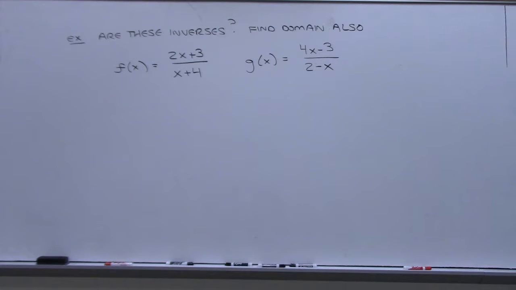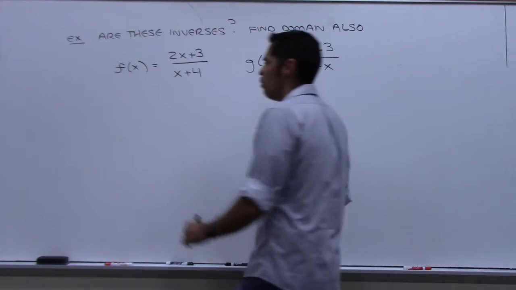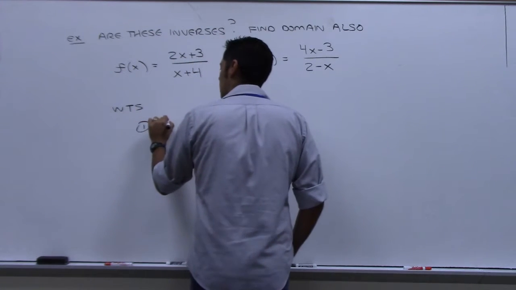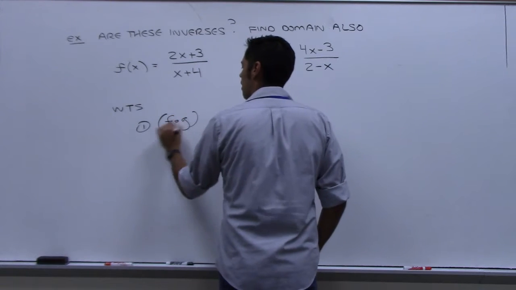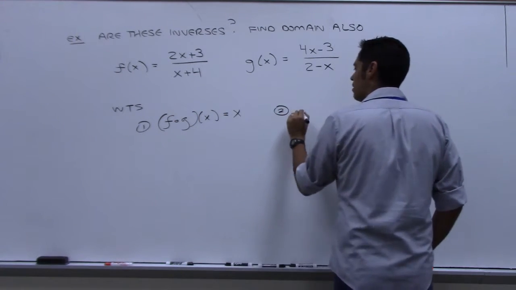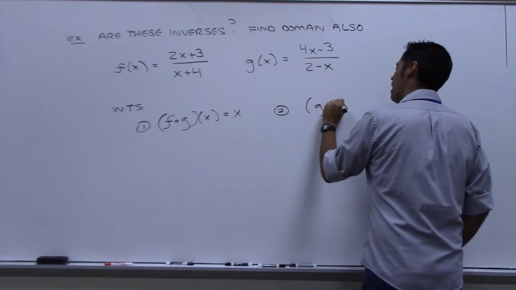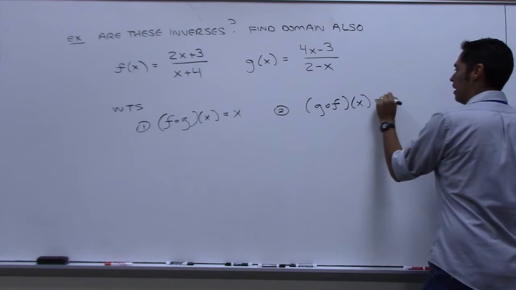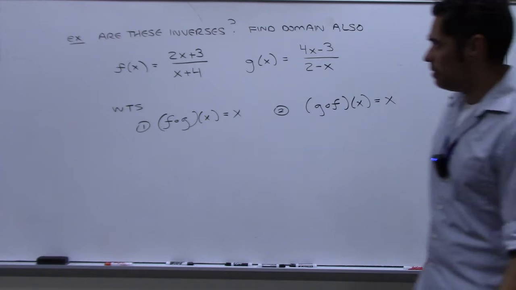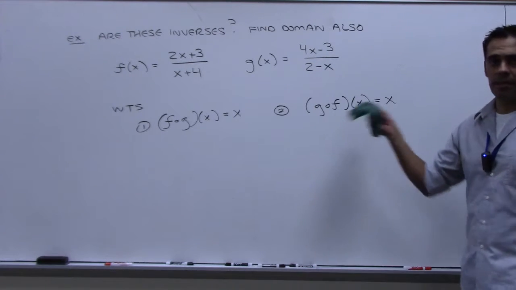Do you want to do the domain first, or after we're done checking? After? Okay, let's check it first. So what is it that we want to show? We want to show, 1, that f of g of x equals x, and 2, that g of f of x equals x. Those are the two things we want. Every time I ask you if two functions are inverses, you have to check these two things.